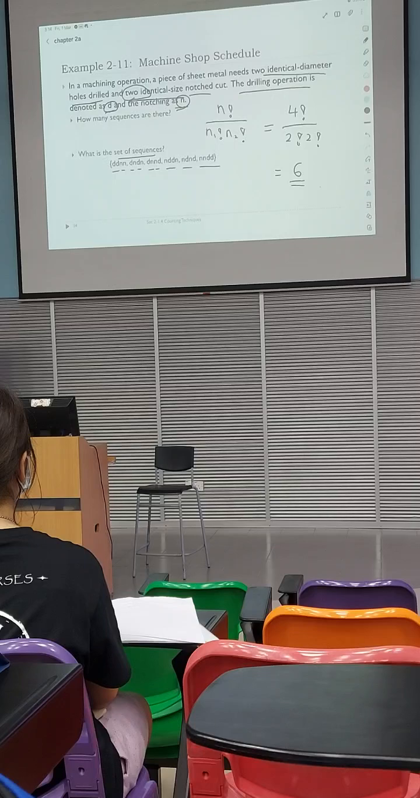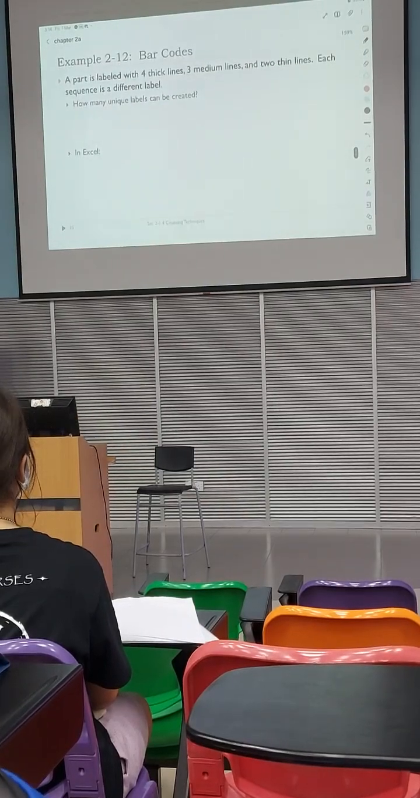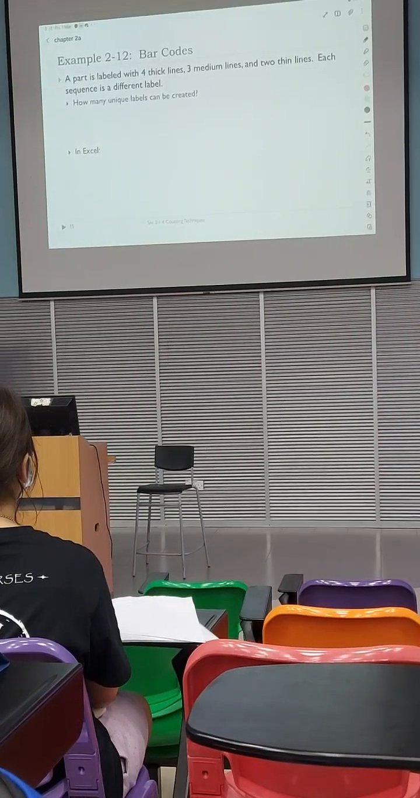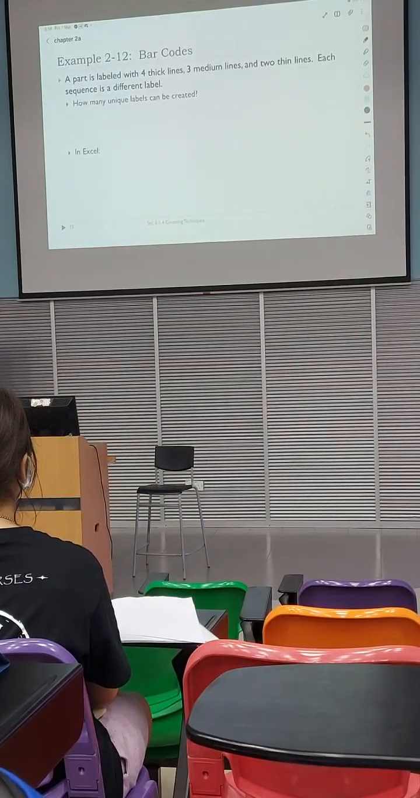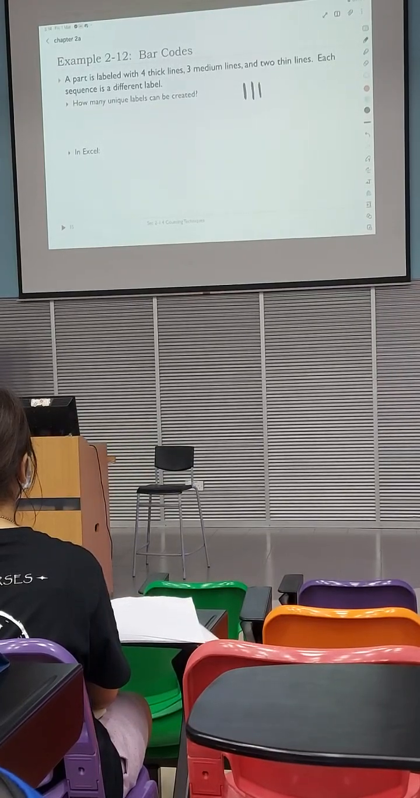Okay, so let's see another example. How about this barcode? A part is labeled with 4 thick lines. Have you seen a barcode, with different thicknesses? It could be medium, it can be very light. So different thickness, right?